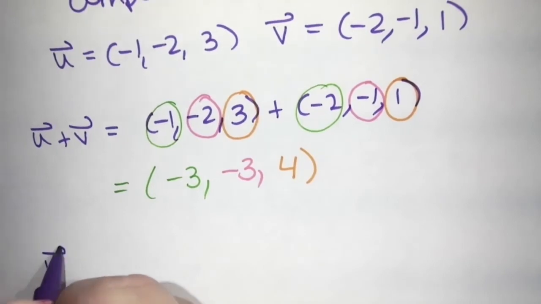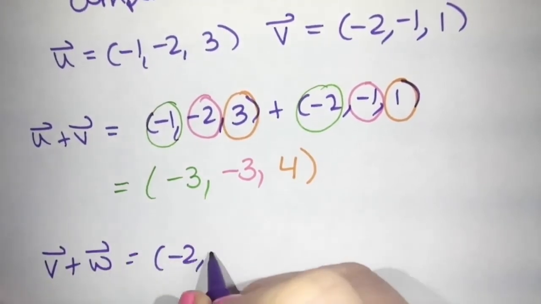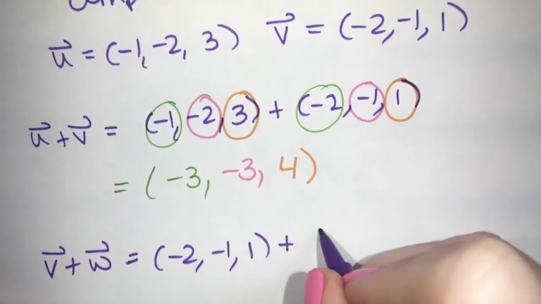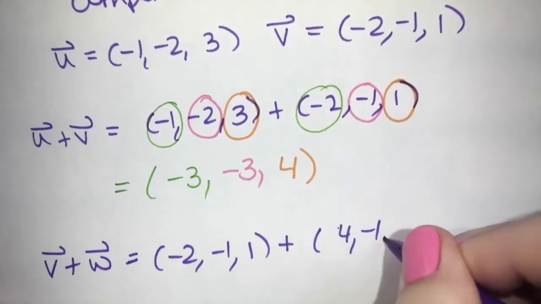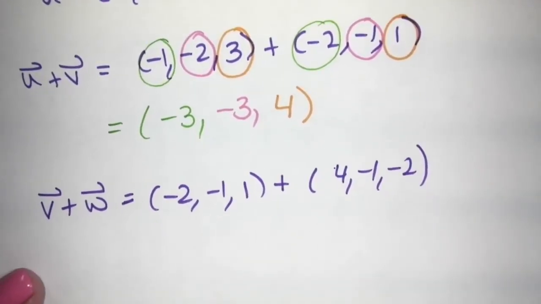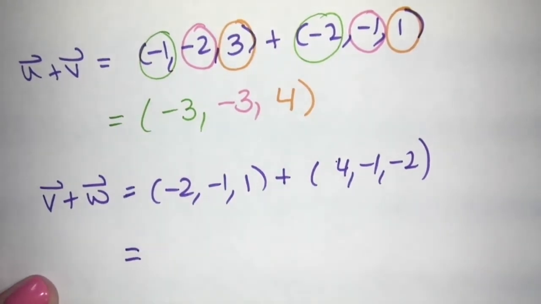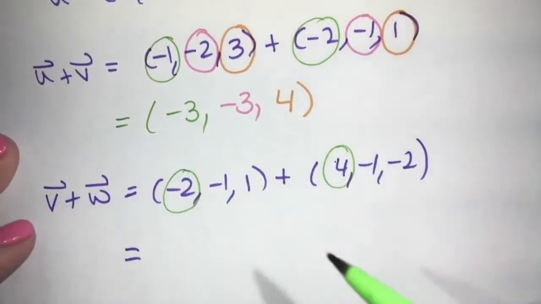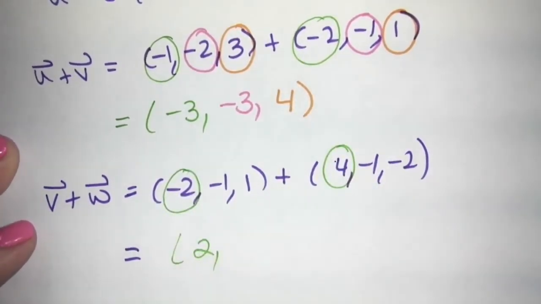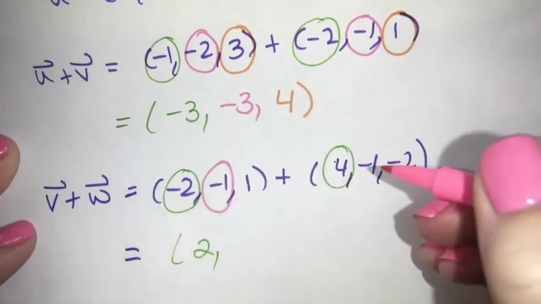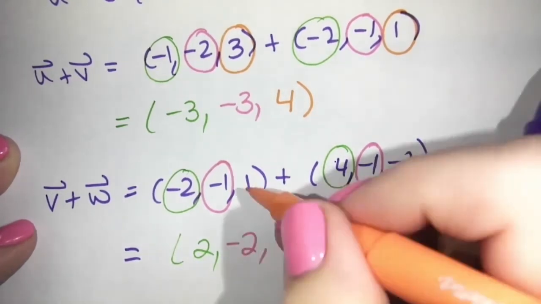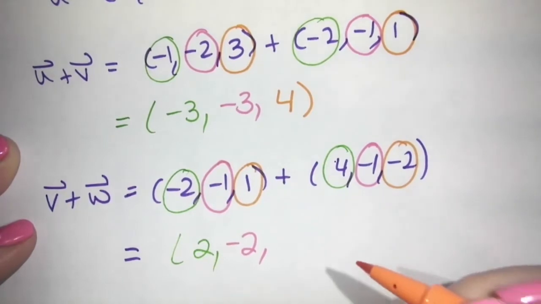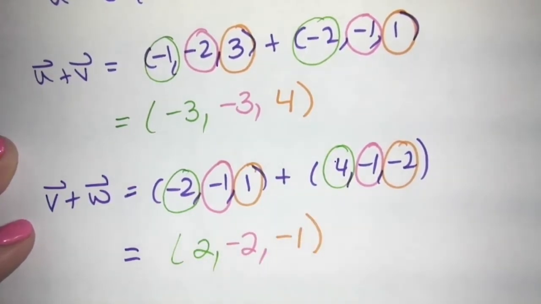And if we do v plus w, v is -2, -1, 1. And w, this vector w is 4, -1, -2. So go ahead, pause the video, and add those two vectors and see what you get. So the first component, we have -2 plus 4. -2 plus 4 would be 2. In the middle component, the second component, we have -1 plus -1, and that would be -2. And in our last component, we have 1 plus -2. 1 plus -2 is -1. And so that would be our v plus w.